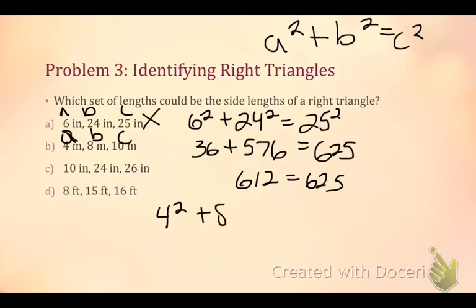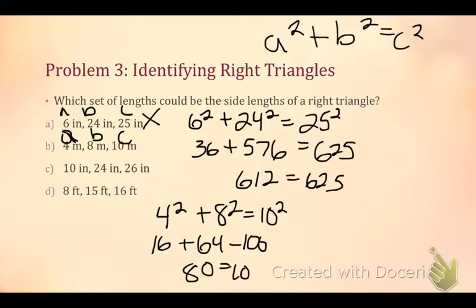4 squared plus 8 squared equals 10 squared. 16 plus 64 equals 100. 80 equals 100, which is once again not true, so this is not a right triangle. In order for it to be a right triangle, it would need to be something like 100 equals 100, or the same thing on both sides.